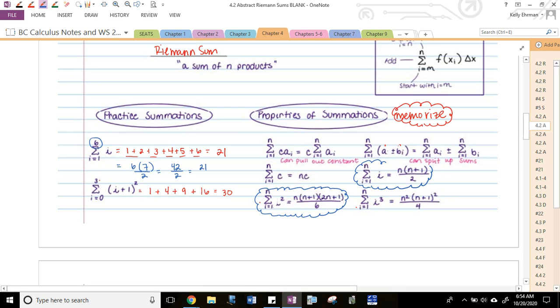If I'm supposed to be adding up the squares of terms, I could just do number of terms times n plus 1 times 2n plus 1 all over 6. And a similar formula for i to the third.